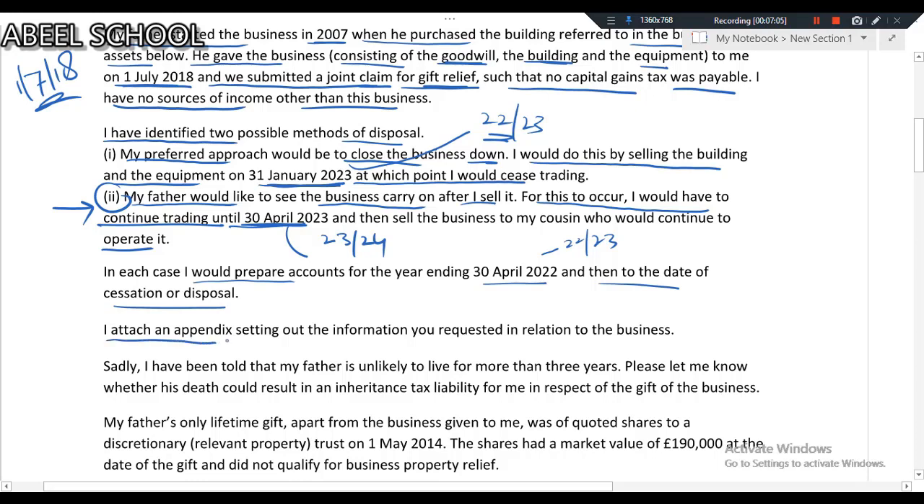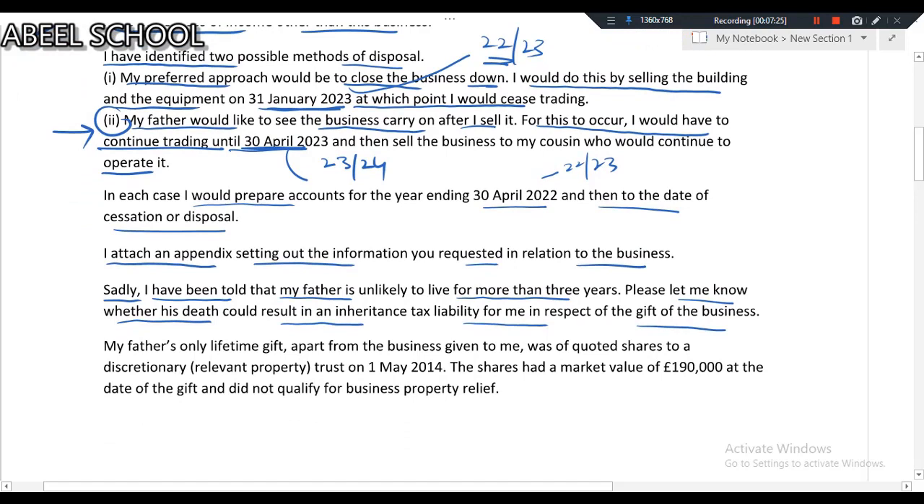I attach an appendix setting out the information you requested in relation to the business. Sadly, I have been told that my father is unlikely to live for more than 3 years. Please let me know whether his death would result in an inheritance tax liability for me in respect of the gift of the business. Yes, why not?